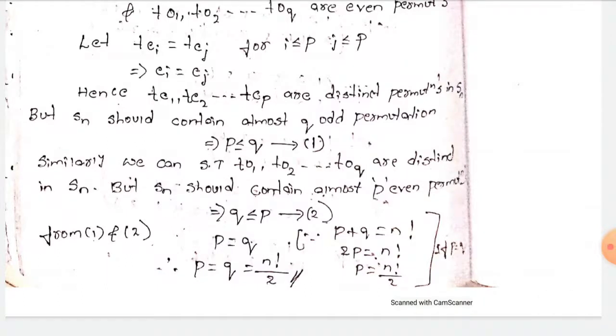From 1 and 2 you see P equals Q. Here P is less than or equal to Q and Q is less than or equal to P. From 1 and 2 we can write P equals Q. In the starting we have P plus Q equals n factorial. In the place of Q you substitute P, so P plus P is 2P equals n factorial. That implies P equals n factorial by 2. So P equals Q equals n factorial by 2. The set formation S_n you are getting as n factorial by 2. We can say it is an alternating group. Hence the theorem is proved as we got the order n factorial by 2.